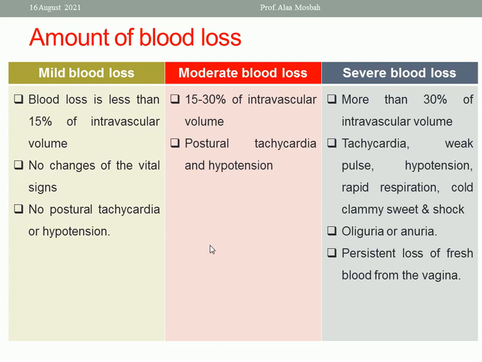In severe blood loss, more than 30% of intravascular volume is lost, leading to tachycardia, weak pulse, hypotension, rapid respiration, cold clammy sweat, and shock, oliguria or anuria, persistent loss of fresh blood from the vagina.